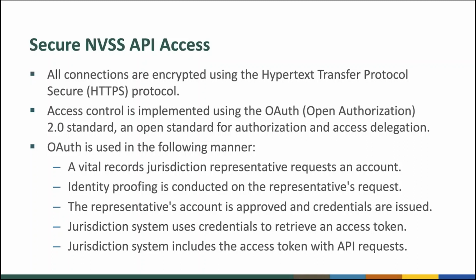When an account request is made, an identity proofing step will need to be done just to ensure that the jurisdiction representative is actually who they're claiming to be. Once that's completed, the representative's account is approved and credentials are issued to that representative for the jurisdiction. From that point forward, the jurisdiction system will use those credentials for getting access to the system. That happens in a 2-step process. First, those credentials are used to retrieve a token, and then that token is sent with every request to the API to validate each request. At some point, that token will expire, and then a new token will be requested.